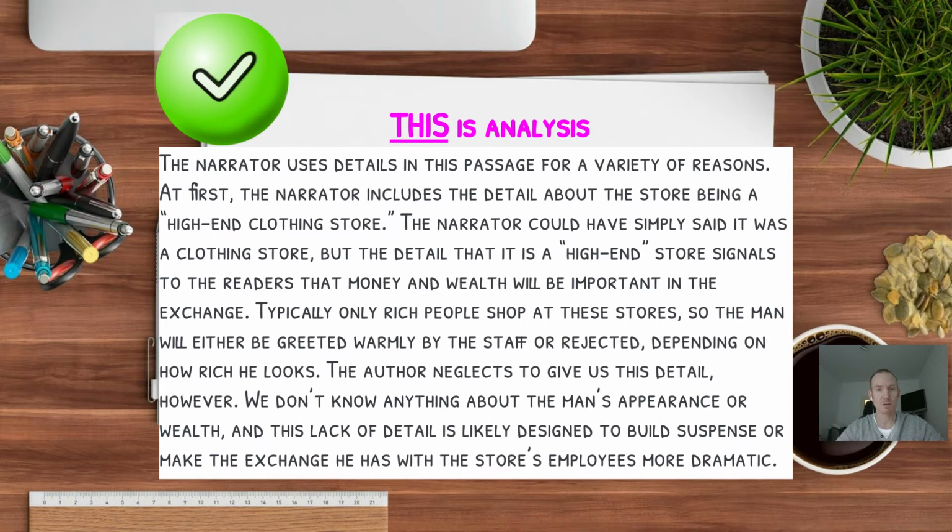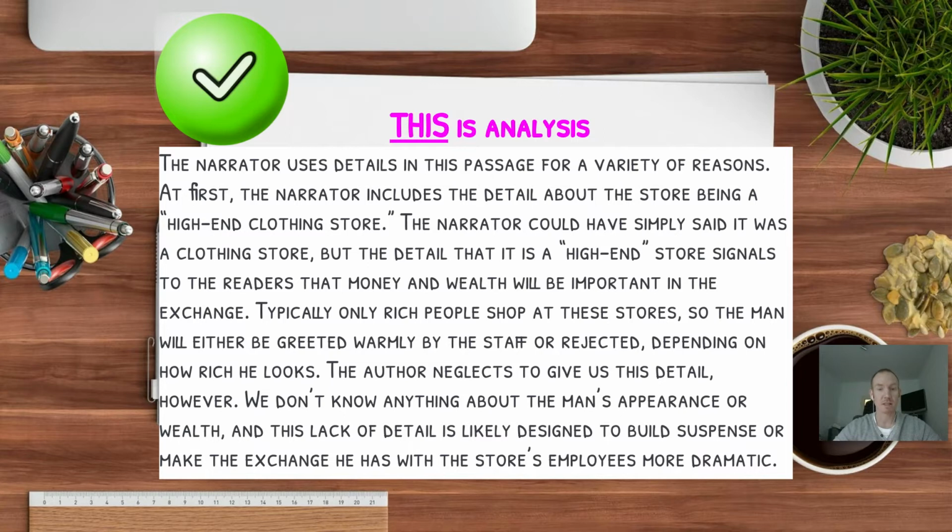This is analysis. The narrator uses details in the passage for a variety of reasons. At first, the narrator includes a detail about the store being a high-end clothing store. The narrator could have simply said it was a clothing store, but the detail that it is a high-end store signals to the readers that money and wealth will be important in the exchange. Typically, only rich people shop at these stores, so the man will either be greeted warmly by the staff or rejected, depending on how rich he looks.